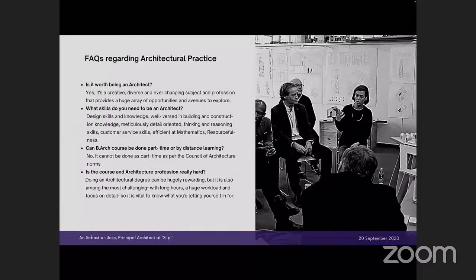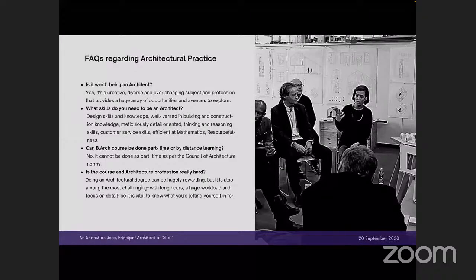And what are the skills that you need as an architect? You need design skills, of course, and all-round knowledge about construction. You need to be very well versed in construction techniques, and you need to have meticulously detailed thinking. You need to go into the details to bring out the finer details of buildings. Many people end up doing great designs, but when it comes to the execution, some of the buildings flop in the details. And of course, thinking and reasoning skills, customer service skills.